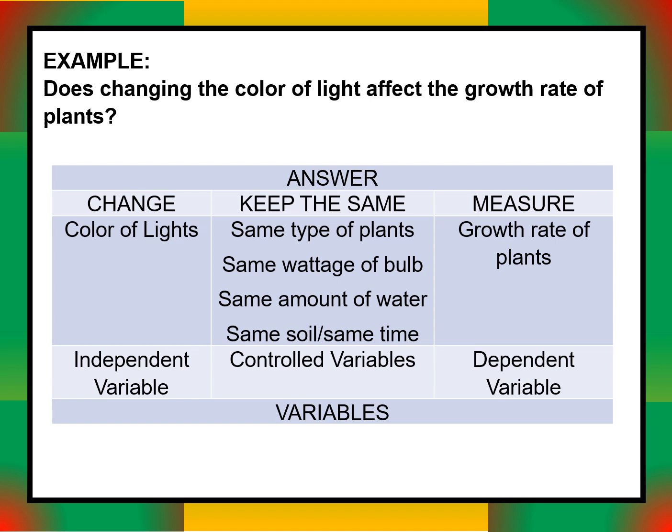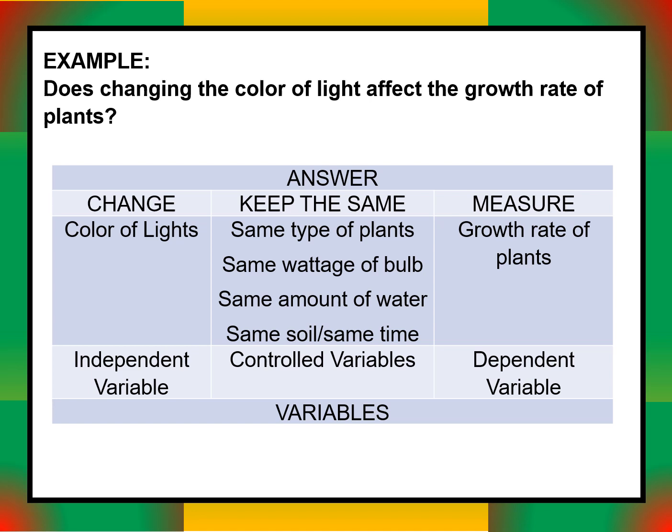All right. So what are the things that you must keep constant to make it fair, so that there is only one effect, the color of lights? Therefore, you have to use the same type of plants, same wattage of bulb, same amount of water, same soil, same time. What is same time? Same time of exposure of the plants to the lights.